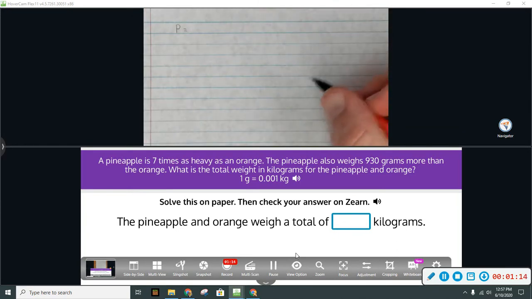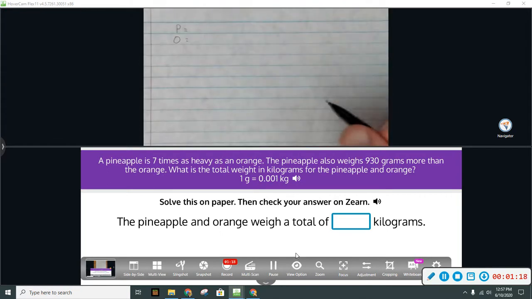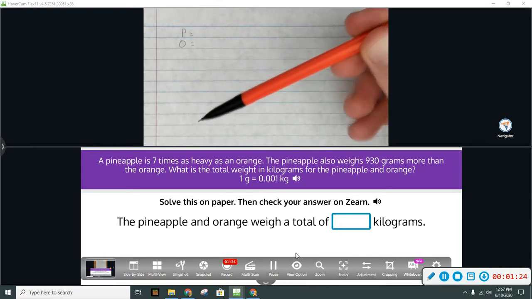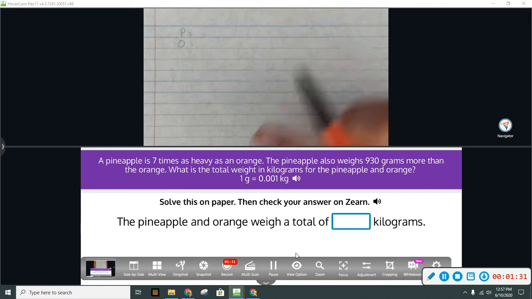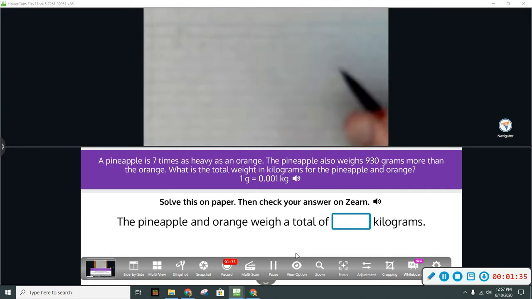pineapple equals, orange equals, I don't really know. All it tells me is a pineapple is 7 times as heavy as an orange. So whatever the orange weighs, we're thinking algebraically, so I'm going to pick a variable. X. I could have used O or anything really, but I like X because it's algebraic.